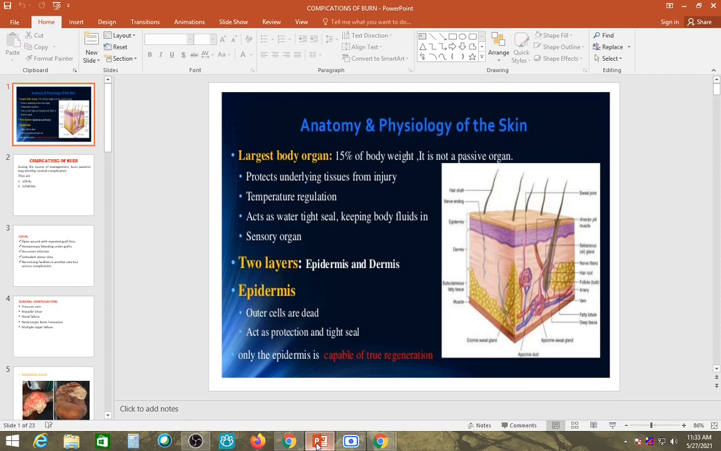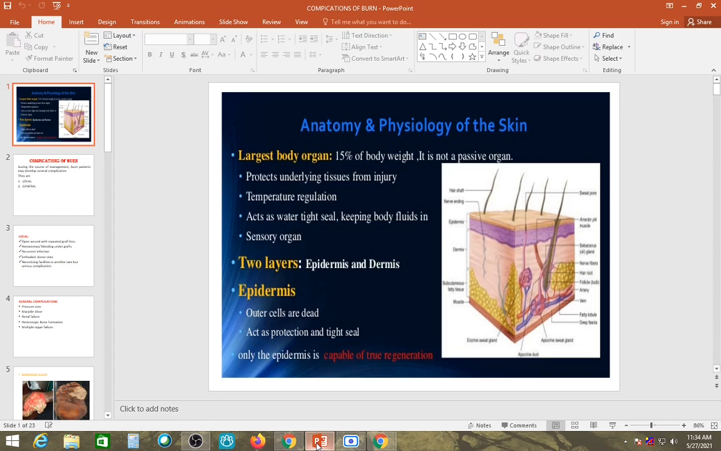The skin is the largest body organ, 15% of body weight. It is not a passive organ. What are the functions of the skin in our body? It protects the underlying tissue from injury, it covers, it regulates temperature, and acts as a water-tight seal, keeping body fluids in the body. And it is a sensory organ. If something touches my skin, or sweat comes, we have sensation; if someone touches, there is pain. With temperature, we come to know that this is hot and cold. All of these are done by the skin.